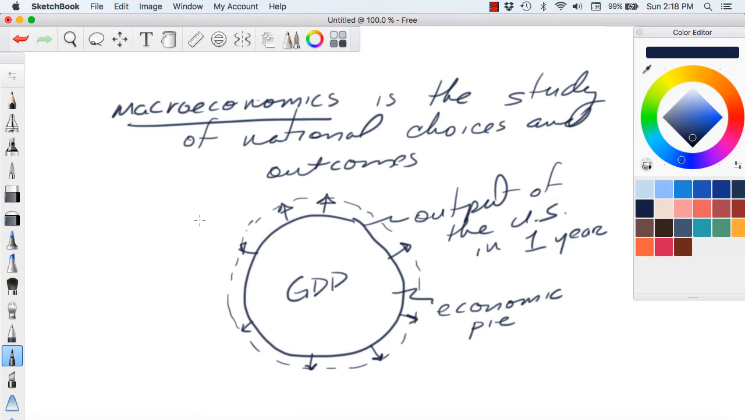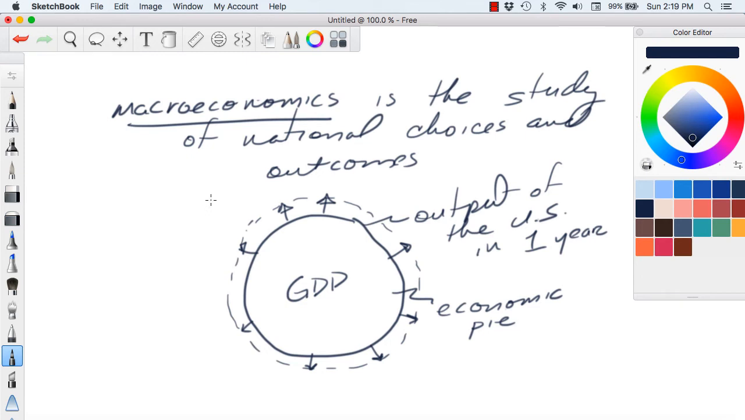Again, let me just rehearse this. Micro tends to focus on the individual, particularly the individual working within a particular market setting. Macroeconomics is a study of national outcomes, national choices, and these are going to be things that affect most, if not all, of a nation's citizens, and affect them in a substantive way. So that's how we distinguish those two branches of economics.